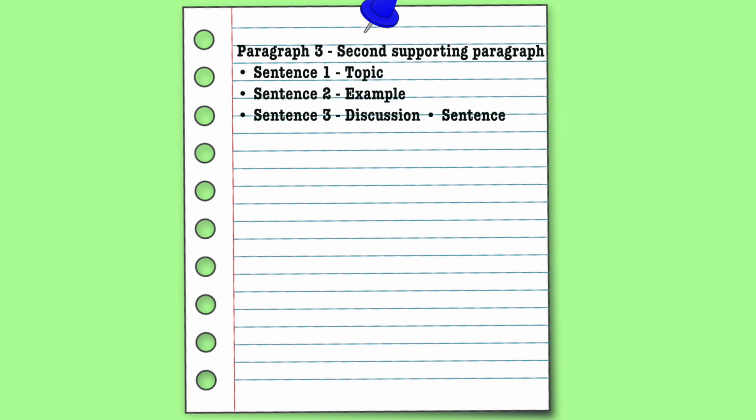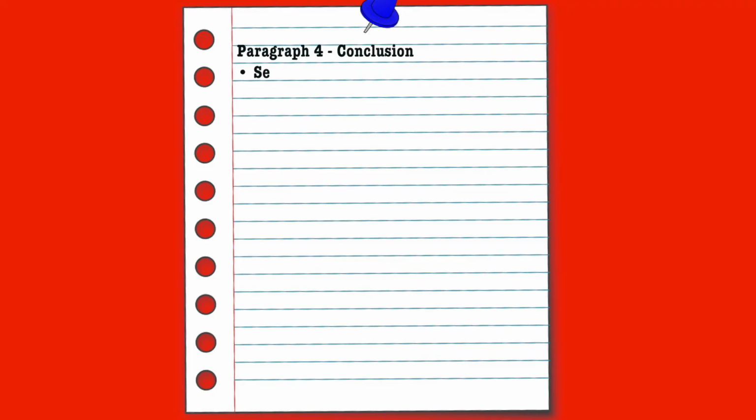Paragraph 3 is the supporting discussion or supporting paragraph. But in this paragraph, you can mention another idea or opinion that goes against what you believe in for the sake of keeping the academic essay unbiased. That is the main purpose.